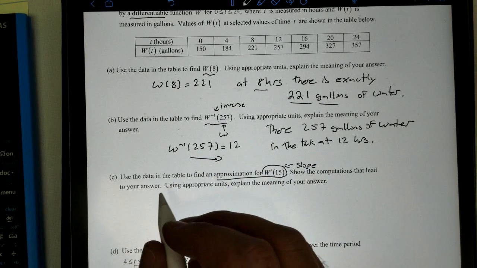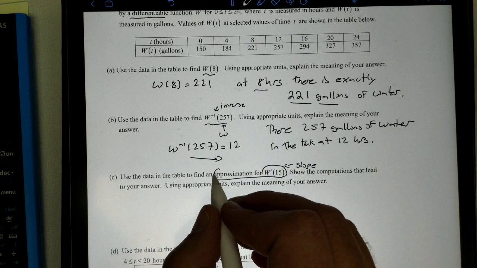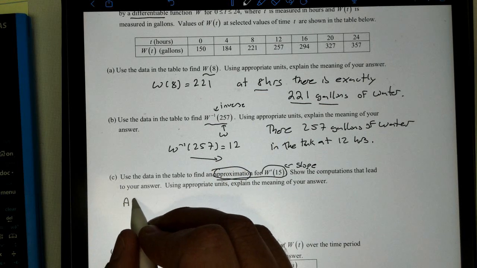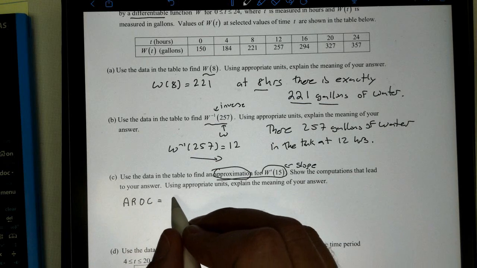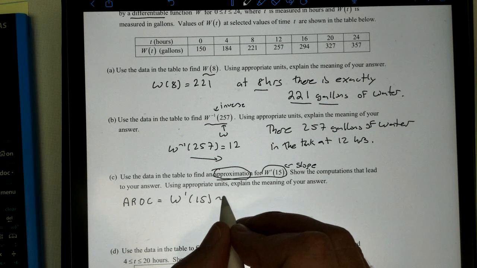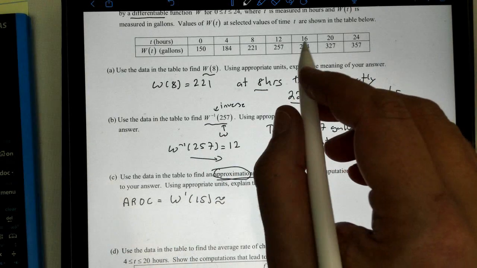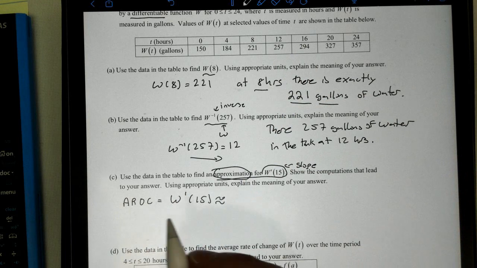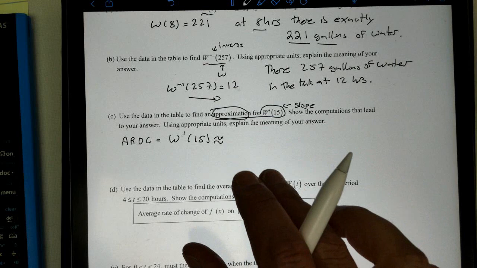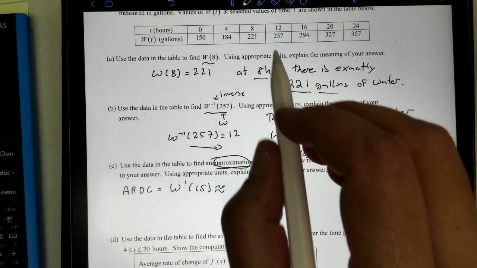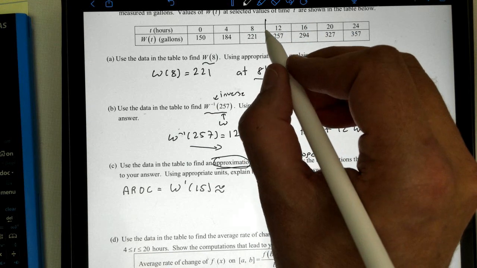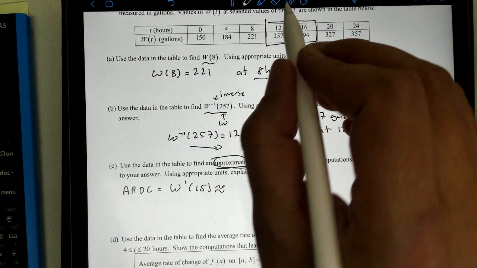So, all right, to do this, they tell us to approximate. So how do we approximate a derivative? Well, that is where our average rate of change comes into play. To find W prime of 15, I'm going to approximate it by looking at the values around it. Now, you might remember average rate of change. It's down here, f of b minus f of a over b minus a. For our average rate of change here, I'm going to pick numbers around 15. So I might pick 12 and 16, like so.